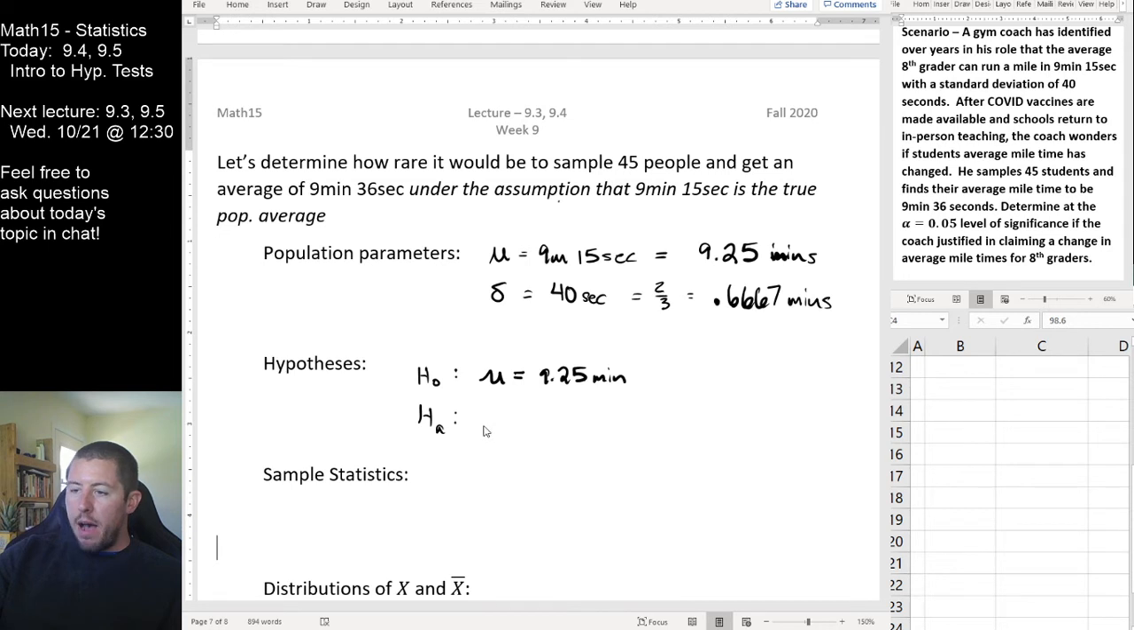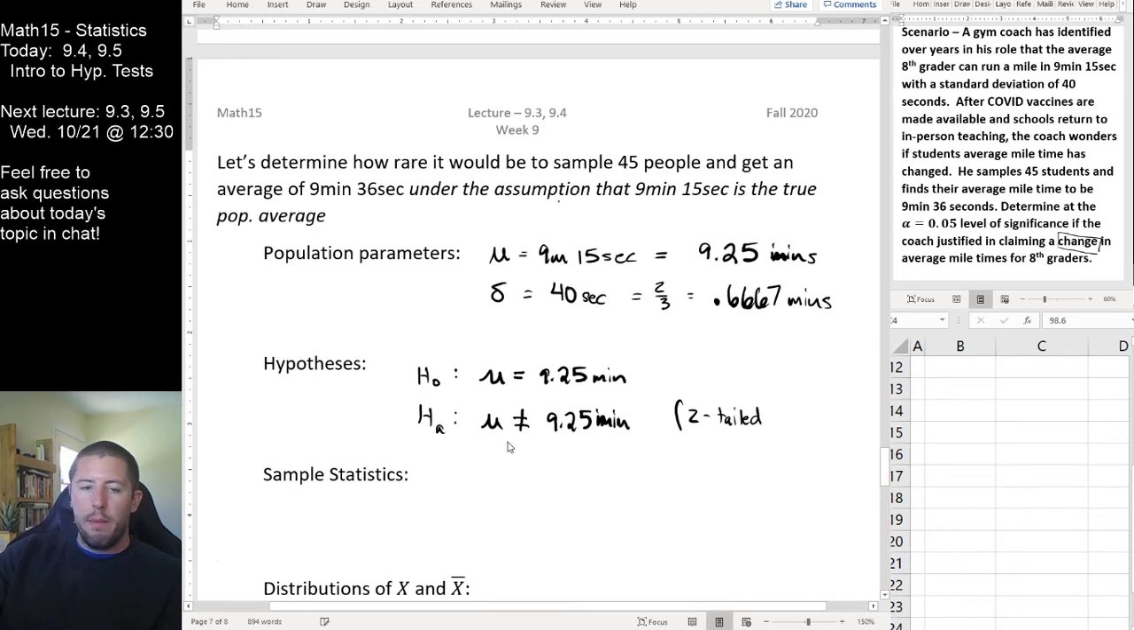Our alternative hypothesis is, and if you read the problem over here, we want to decide if there is a change. Right? Just some amount of change is all we're saying. Just is there a change or not? So this means he doesn't think it's necessarily greater than or less than. He just thinks it's not equal to the 9.25 minutes. And what that means to me is that this is going to be a two-tailed test, because we are okay with there being probability in either tail as far as extreme results go.